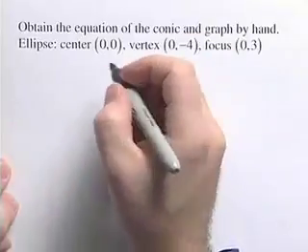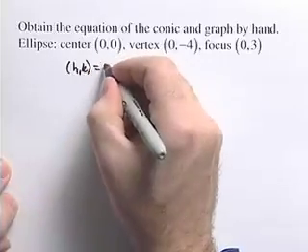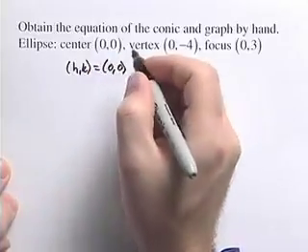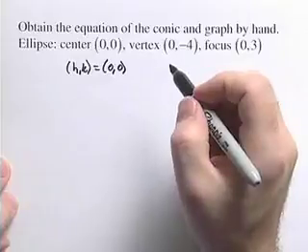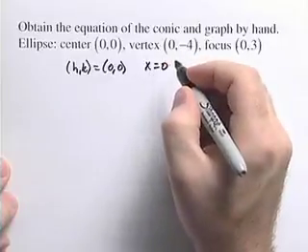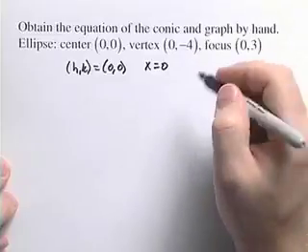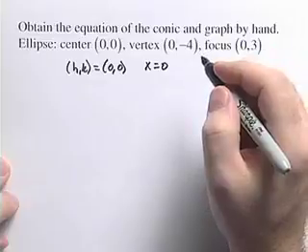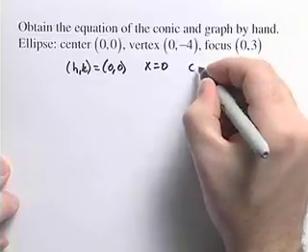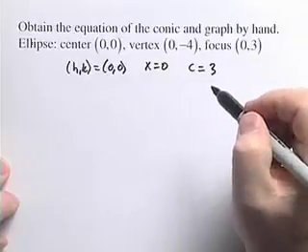Since the center is at (0, 0), we know that (h, k) is equal to (0, 0). The center, the focus, and the vertex all lie on the line x equals 0. So our major axis is going to be the y-axis. The distance from the center to a focus is going to be c equal 3. The distance from our center to this focus gives us c is equal to 3.